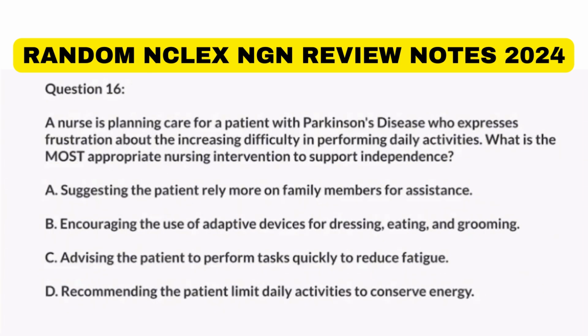Question 16. A nurse is planning care for a patient with Parkinson's disease who expresses frustration about the increasing difficulty in performing daily activities. What is the most appropriate nursing intervention to support independence? A. Suggesting the patient rely more on family members for assistance. B. Encouraging the use of adaptive devices for dressing, eating, and grooming. C. Advising the patient to perform tasks quickly to reduce fatigue. D. Recommending the patient limit daily activities to conserve energy.